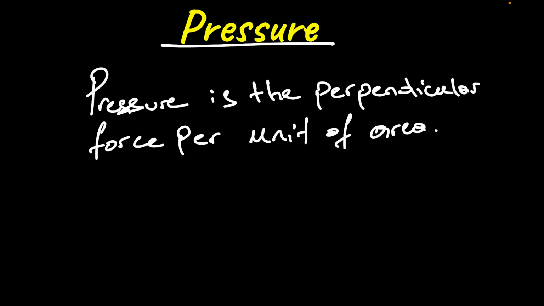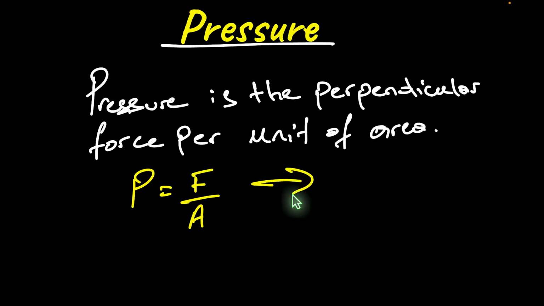So we can see that pressure is the perpendicular force per unit of area. And if we were to write a formula for that, then we would end up getting P for pressure is equal to force divided by area. And this might be very similar to what you would see for stress, because stress gives us the same formula, where it's force divided by area. So that means pressure and stress are really representing the same quantities.